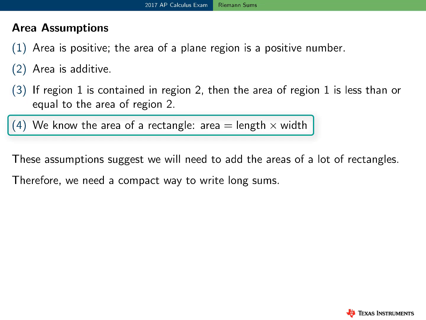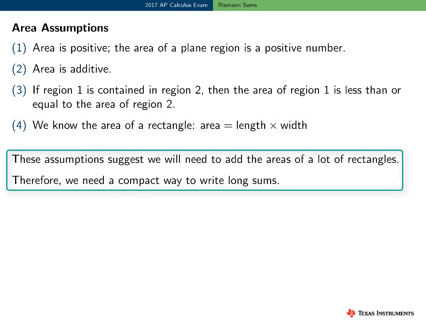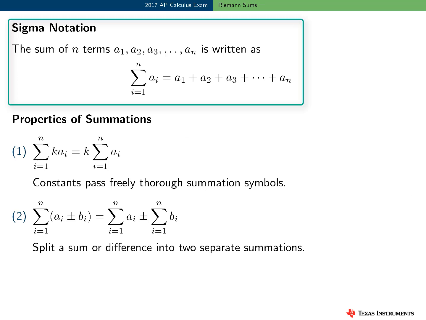And finally, let's assume that we know the area of a rectangle, that is, that the area is equal to length times width. I think these assumptions suggest that we'll need to add the areas of lots of rectangles, and therefore we need a compact way to write long sums. Here's a brief review of sigma notation.